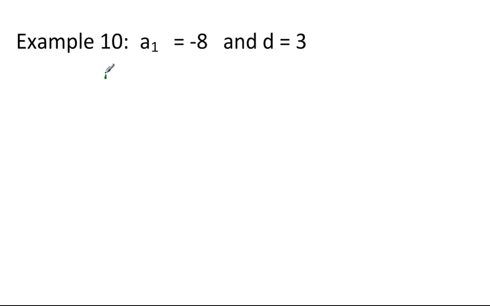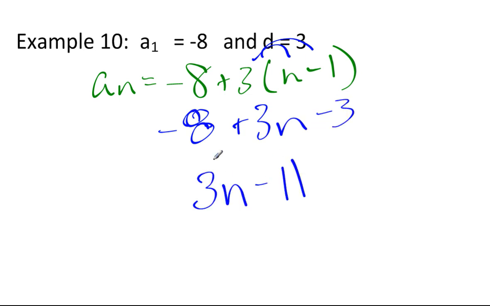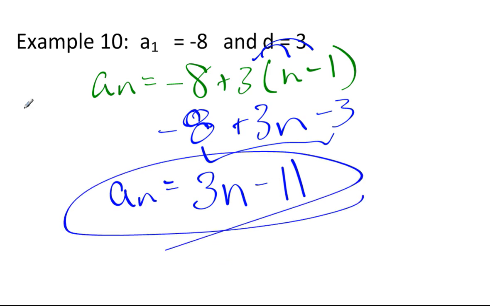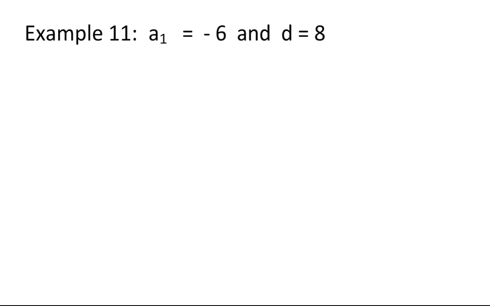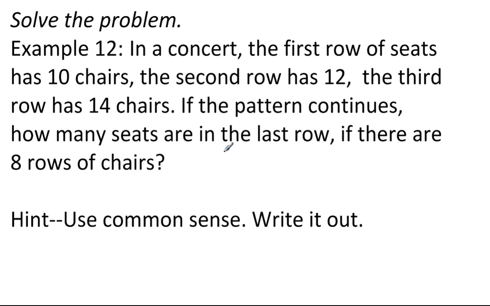You just got to take your time. Negative 8 plus 3 times n minus 1. So again, distribute. Negative 8 plus 3n minus 3, so we get 3n minus 11 once we put those together. Nice and easy. I'll do this one fast. And there you have it. 6 going here, 8 going there. Distribute, like terms. Done.